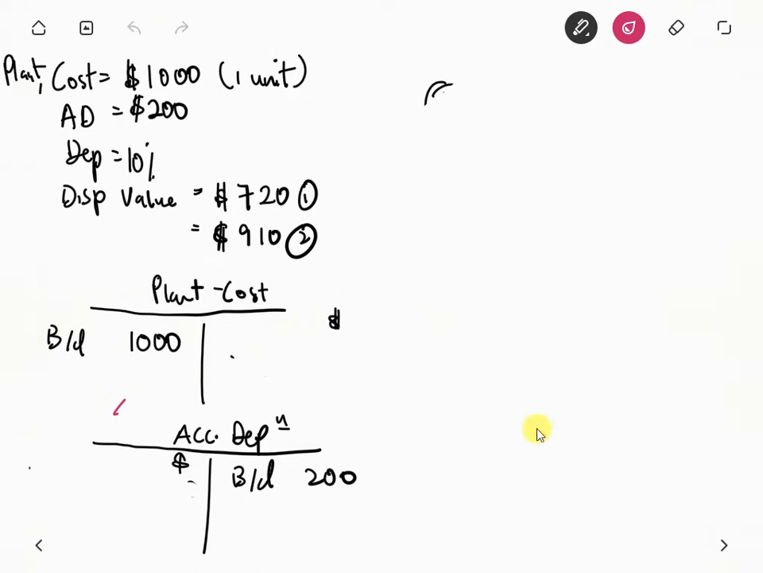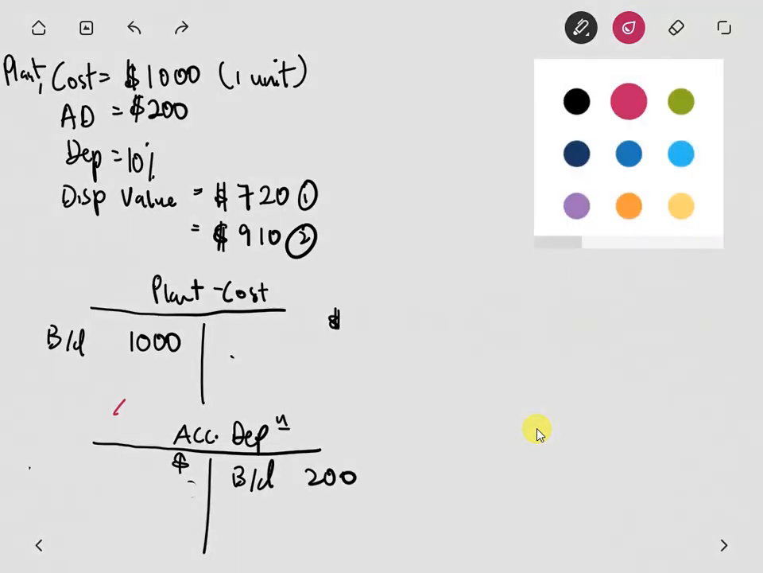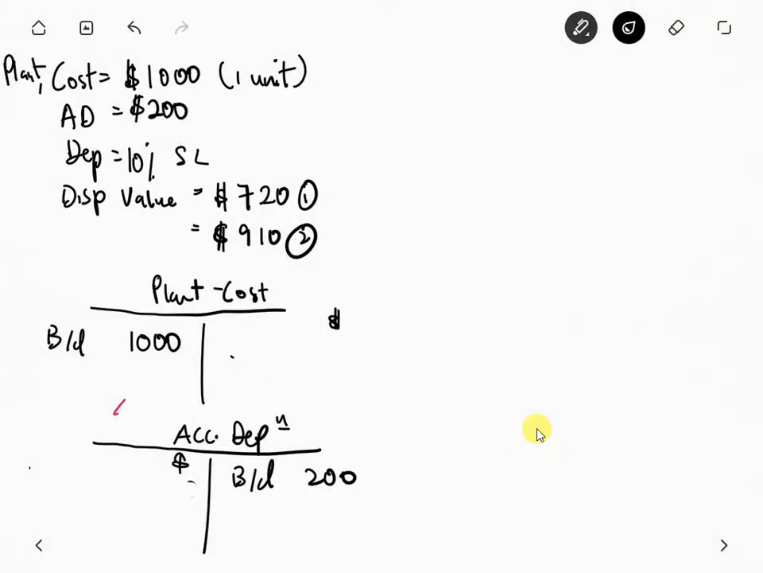So example on disposal. I have a unit of assets. Keyword here, 1 unit of assets. Accumulated is 200. Depreciation is 10% per annum, straight line. Disposal value is 720. Second scenario, what if I dispose for 910?